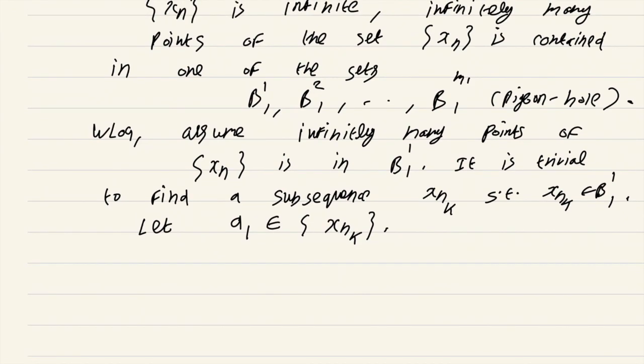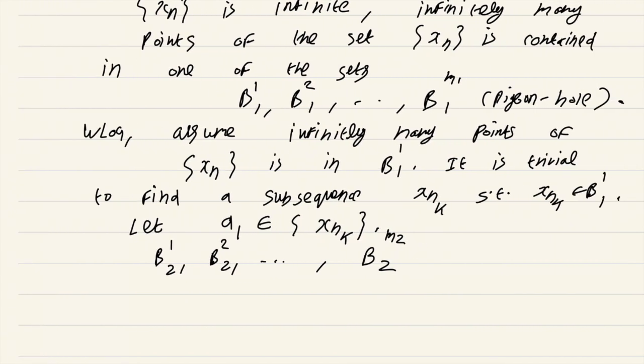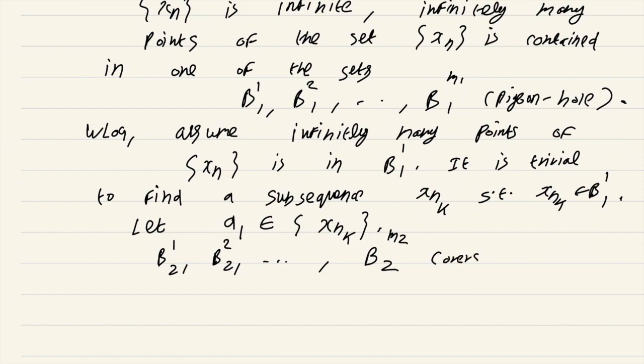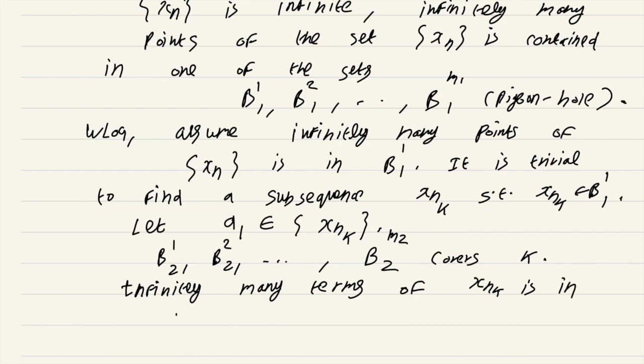Now is the tricky point of the proof. Note that b12, b22, ..., bm22 covers K again. This just means that infinitely many terms of xnk are in b12. Again, infinitely many terms of xnk will be in one of these balls, and I'm just renaming these balls and assuming that it's in b12. There's nothing really deep happening here.